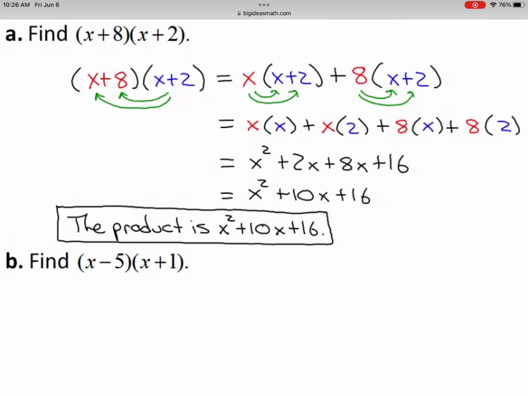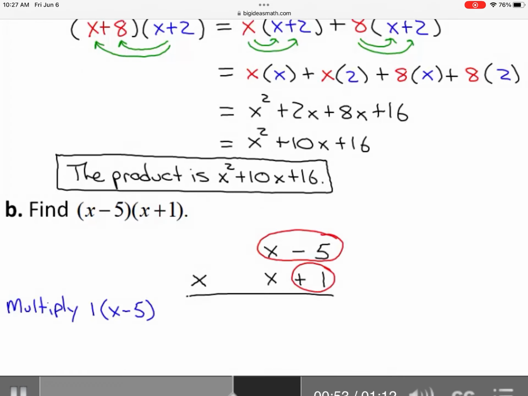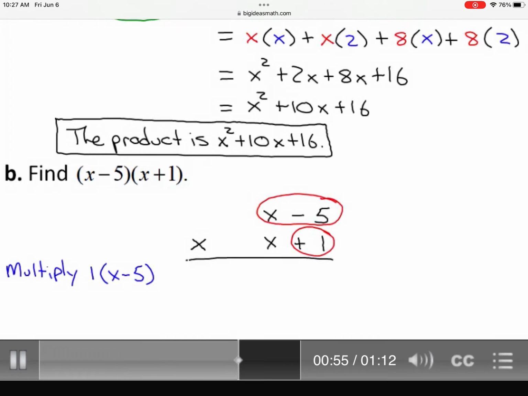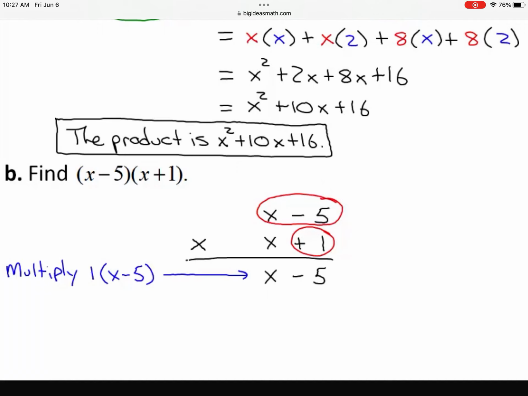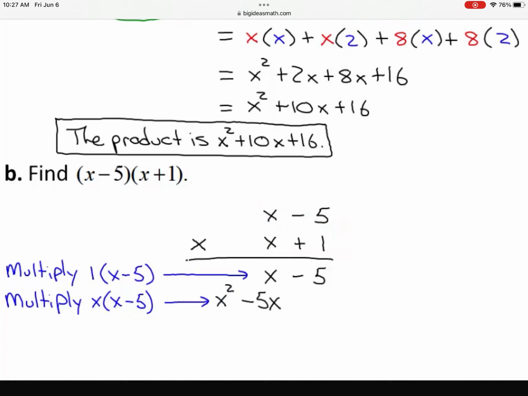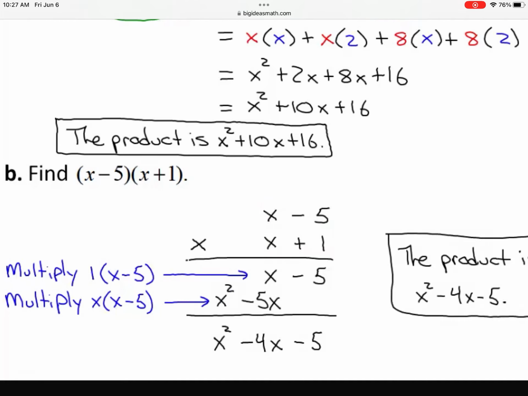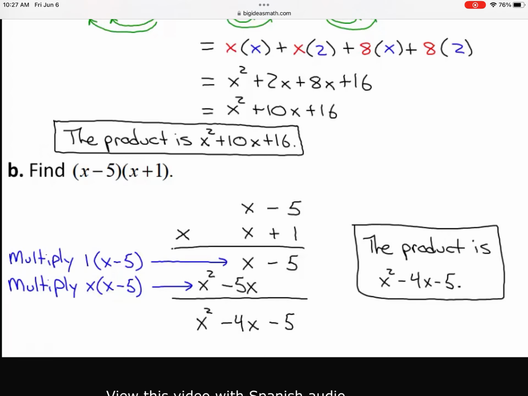Part B. Find the quantity x minus 5 times the quantity x plus 1. First align the like terms vertically. Multiply 1 times the quantity x minus 5 to get x minus 5. Then multiply x times the quantity x minus 5 to get x squared minus 5x. Next, add the like terms to get x squared minus 4x minus 5. So the product is x squared minus 4x minus 5.